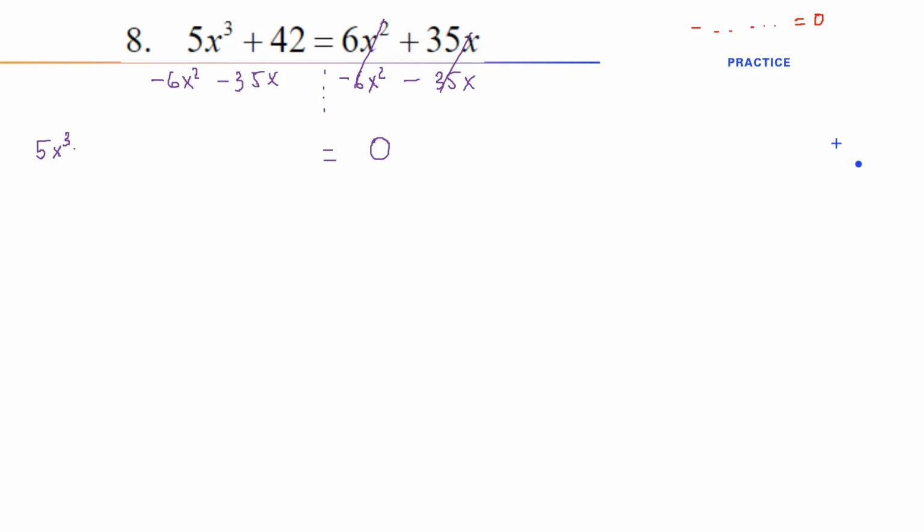And then we just copy down 5x cubed minus 6x squared minus 35x plus 42. You can see that 35 is a product of 5 and 7, and 42 is a product of 6 and 7.